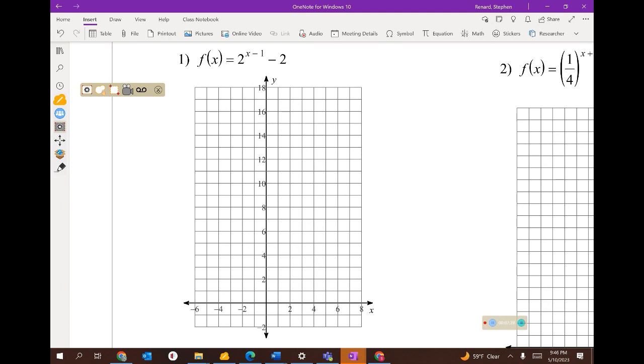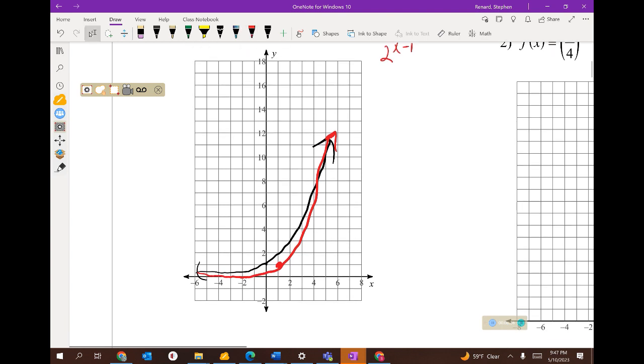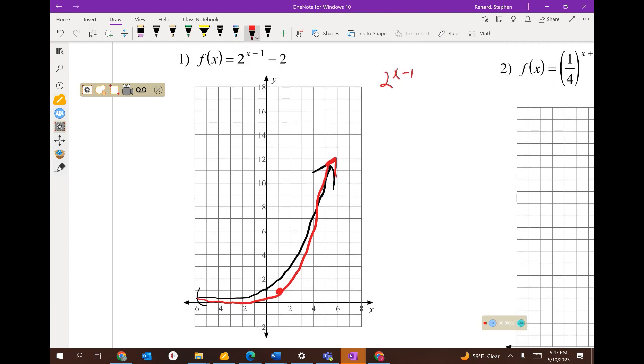In general, we start off with this point, and I'm going to draw this in black. And that's kind of what the graph would look like, right? Now, if I just did 2 to the x minus 1, it's going to shift it 1 to the right, like that. And then down 2. Remember, this is left to right.